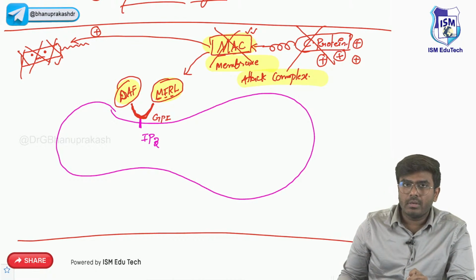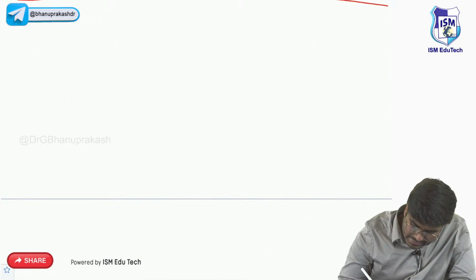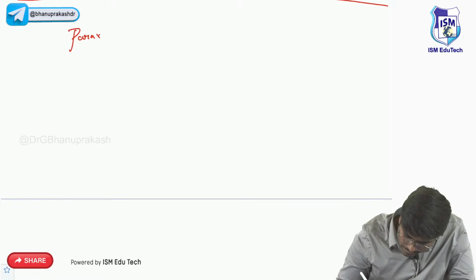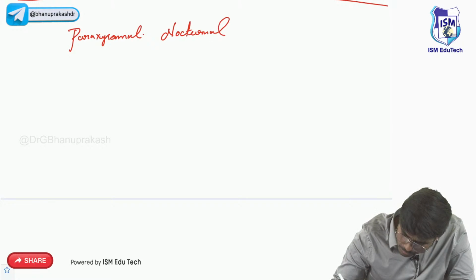But for example, now I'm going to talk about a pathological condition called paroxysmal nocturnal hemoglobinuria.